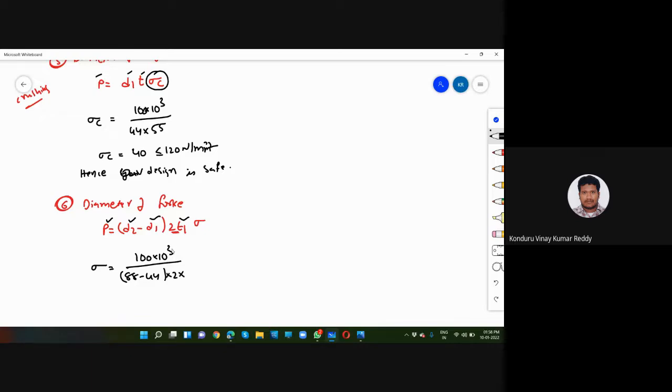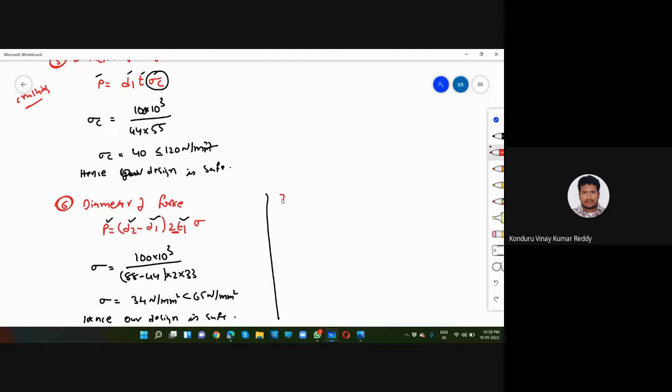T1 is nothing but 33, I think. Can anybody give me the sigma value? 34 Newton per millimeter square, which is less than 65 Newton per millimeter square. Hence, our design is safe.